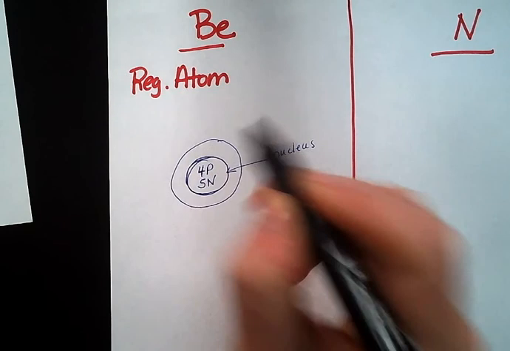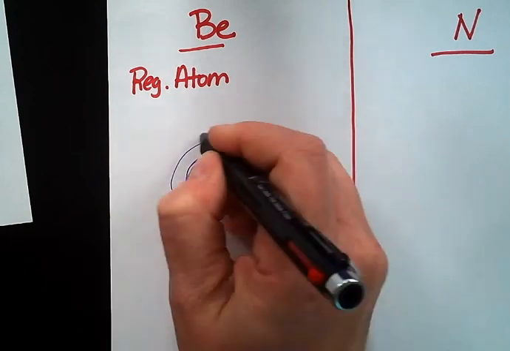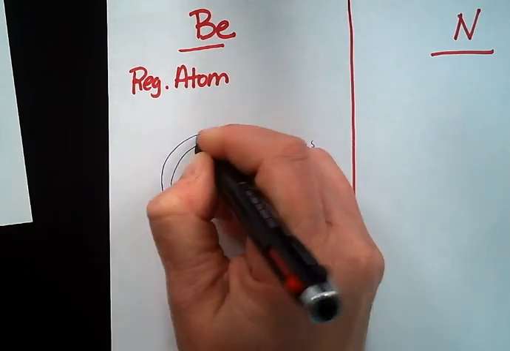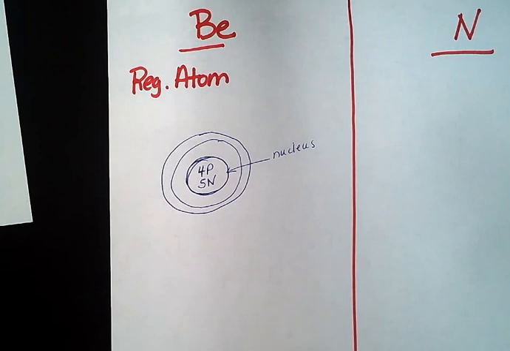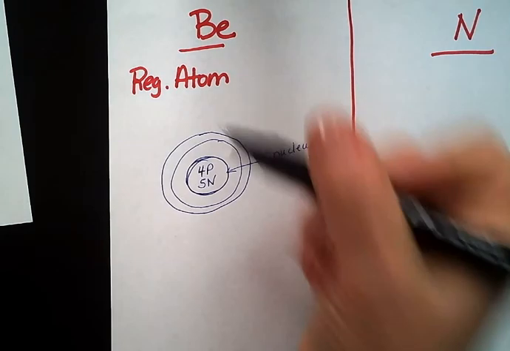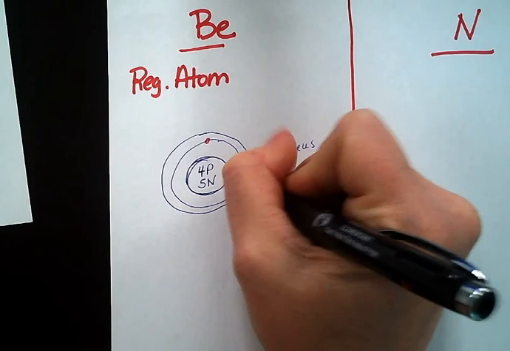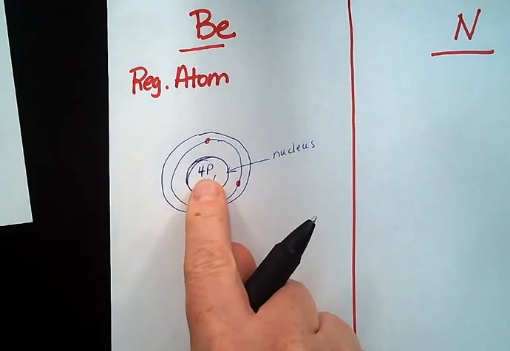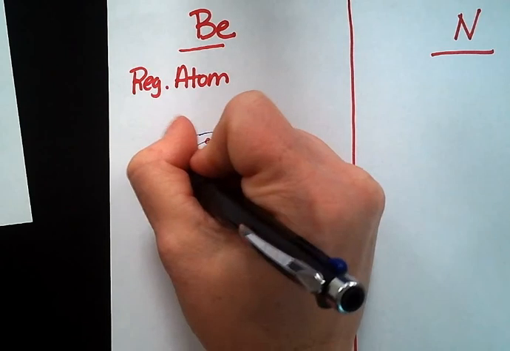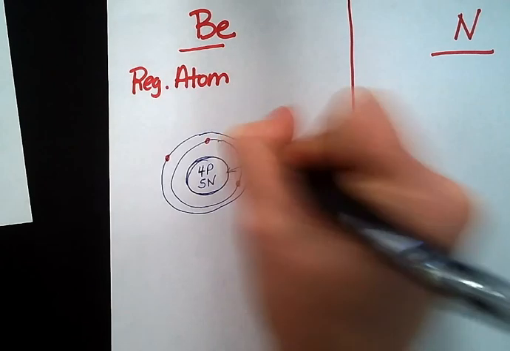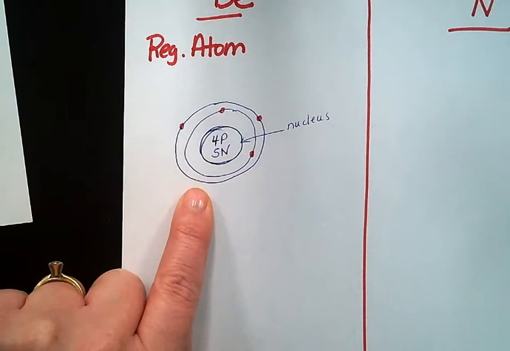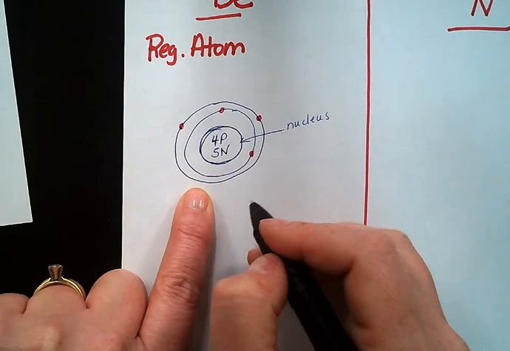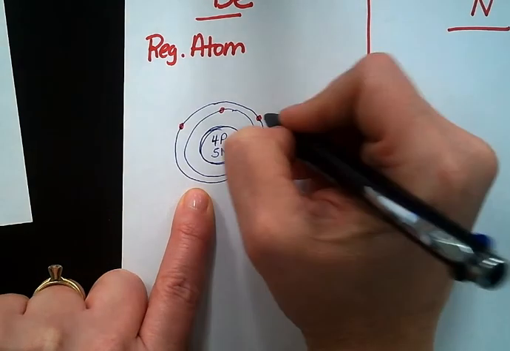I know beryllium is in period 2, so it has 2 energy levels. And then I'm going to put my electrons out here. Remember, the first energy level can hold 2 electrons. And I have 4, because I have 4 protons, so I have 4 electrons. So I'm going to have 2 out here. My regular atom of beryllium would look like this. There's my protons and neutrons. These are my electrons.